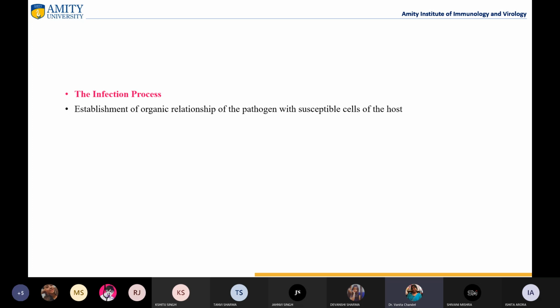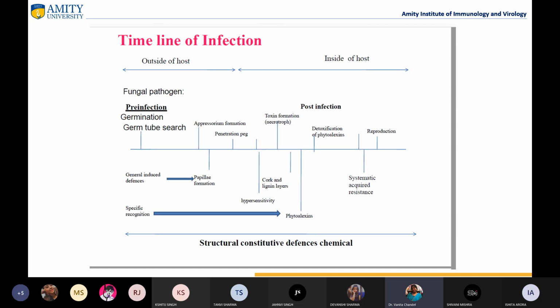So the infection process is basically how the pathogen establishes a relationship with the susceptible cells of the host. That process is called the infection process. And we define the timeline of this process in two parts: one is outside the host, and the other is inside the host, right?